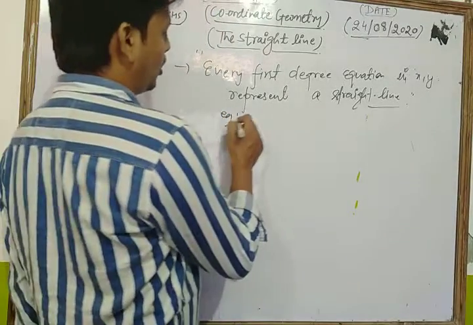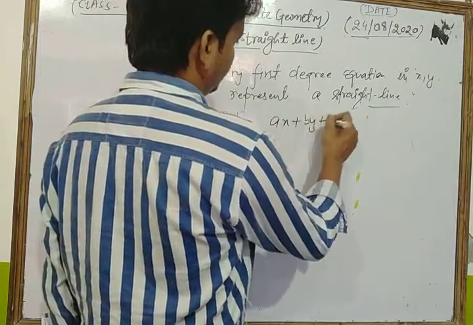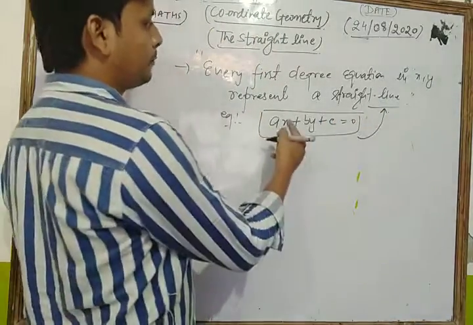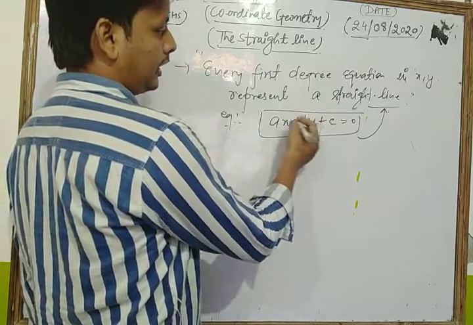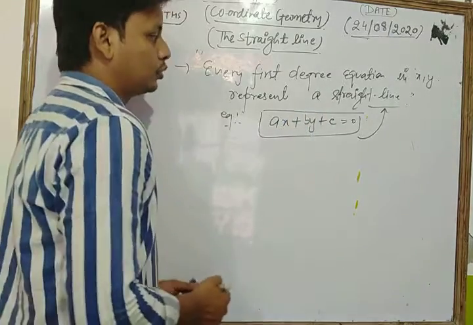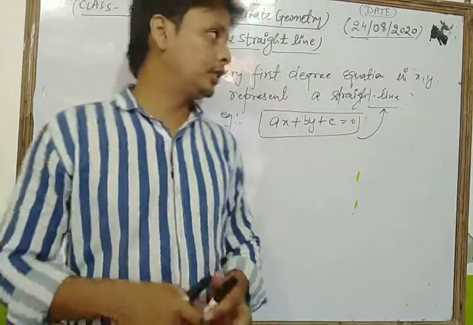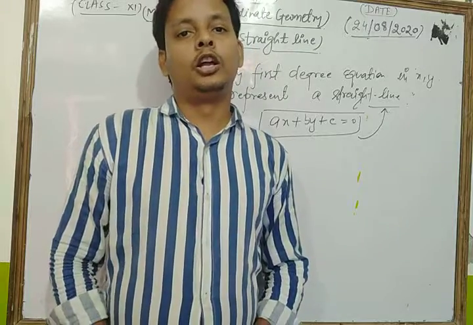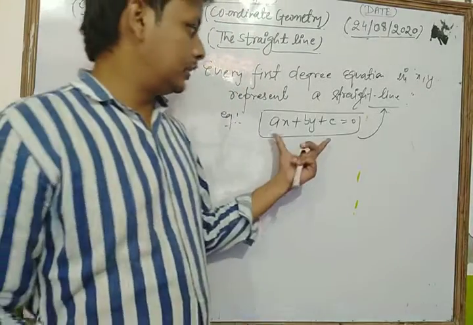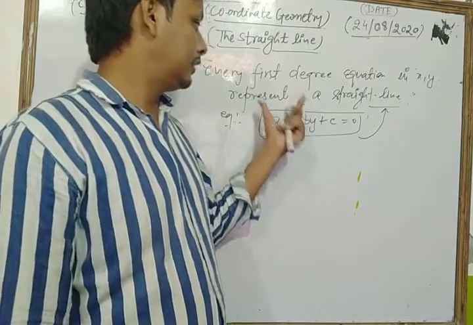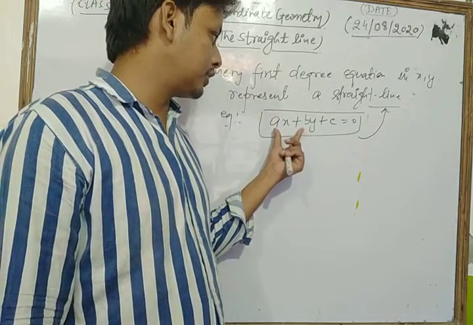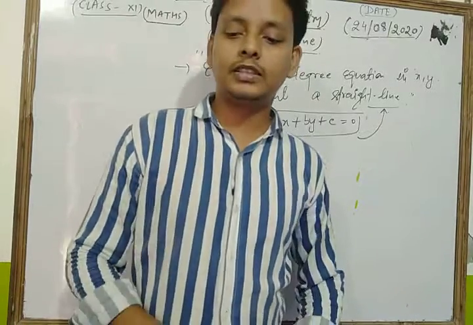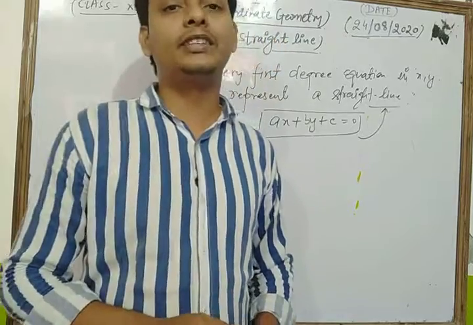Example: any equation of the form ax plus by plus c is equal to 0 represents what? A straight line. This is a first degree equation, because all the variables involved have degree 1, so every first degree equation in x and y represents a straight line. This is very important for you. The equation ax plus by plus c equal to 0 always represents a straight line. Now we discuss the next topic, that is the slope or gradient of a line.